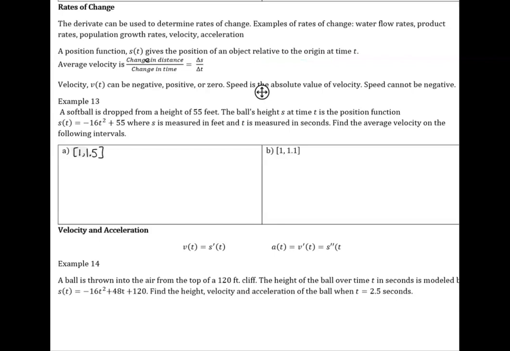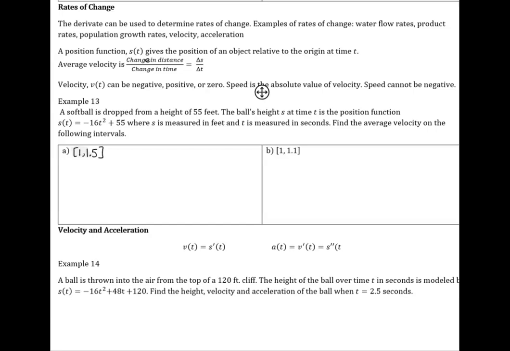So for example, in example 13 here, we have a ball that's been dropped from a height of 55 feet, and we have a position function that tells us where the ball is at a certain time. What we want to do is find average velocity on these intervals. And average velocity is the change in distance divided by the change in time.